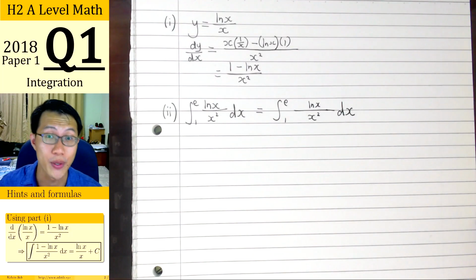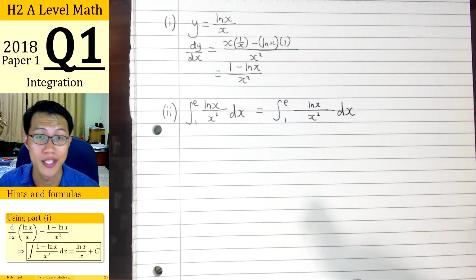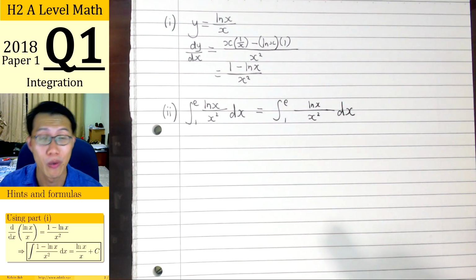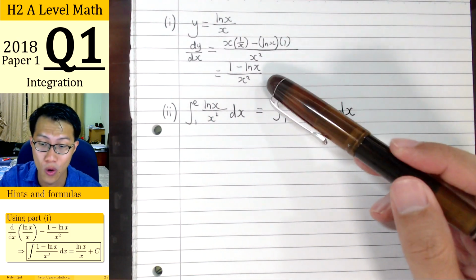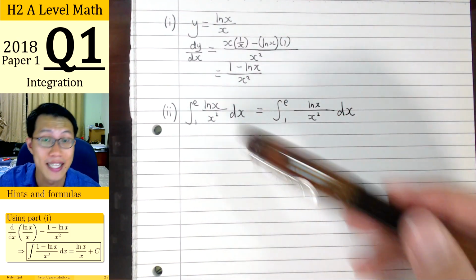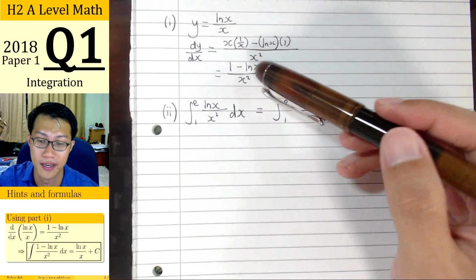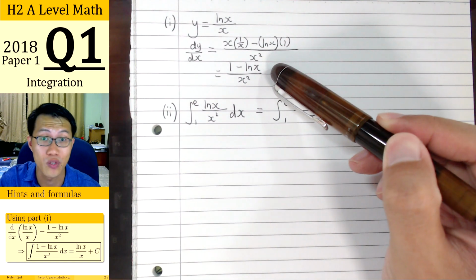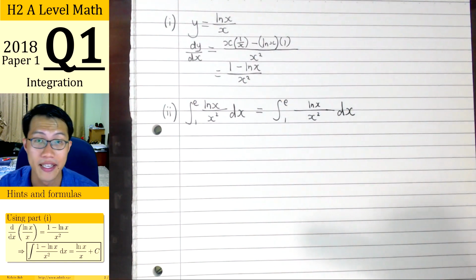So for part 2 of the question, we want to evaluate this definite integral over here. This is a hence question, so we definitely want to try to use part 1 in our working. So how can we use part 1? In part 1, we found that the derivative of ln x over x happens to be 1 minus ln x over x squared. So with the understanding that integrals are the opposite of derivatives, the integral of 1 minus ln x over x squared would be ln x over x. So this is the key idea we will have to use for part 2 of the question.